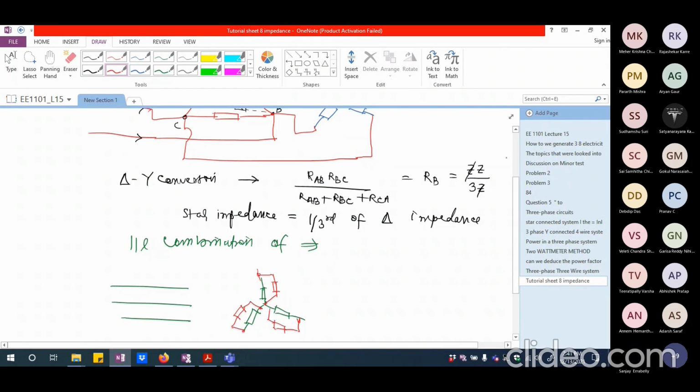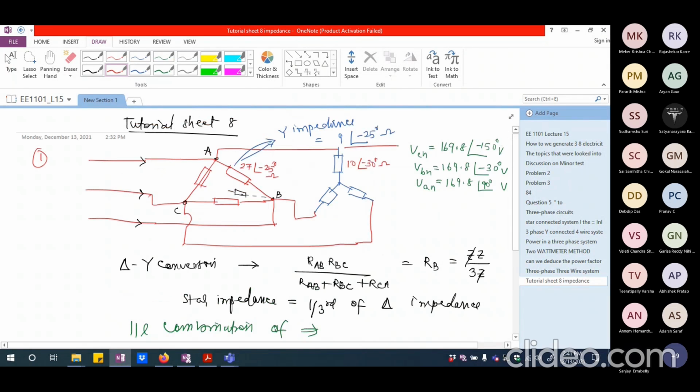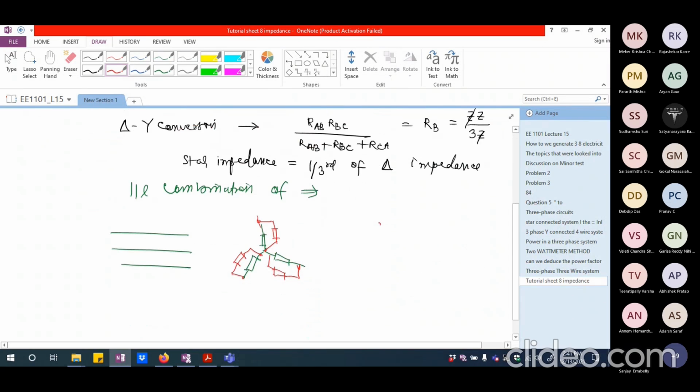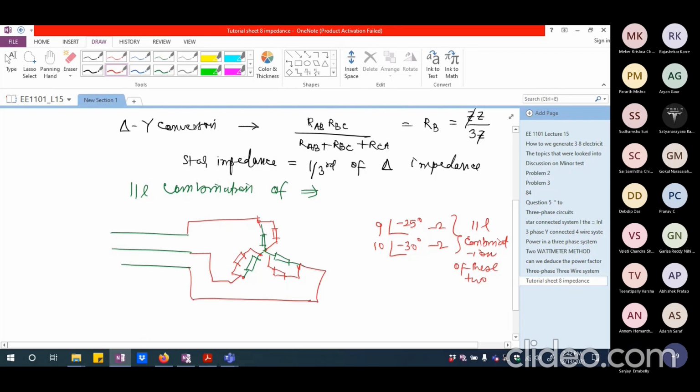Okay, so I can write as though the impedances 9 angle minus 25 and 10 angle minus 30 are in parallel with each other. So I have to find the parallel combination of these two. And I can write as though this is connected right across the three-phase supply, and then I can calculate the line current. That's not a big deal.